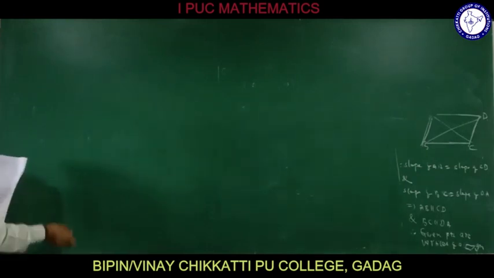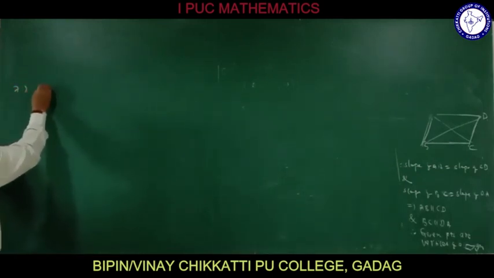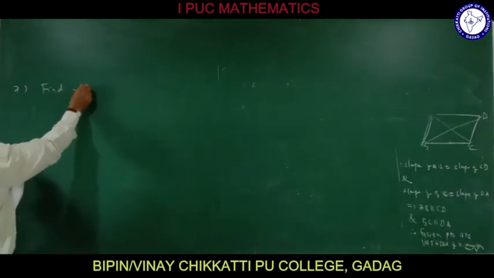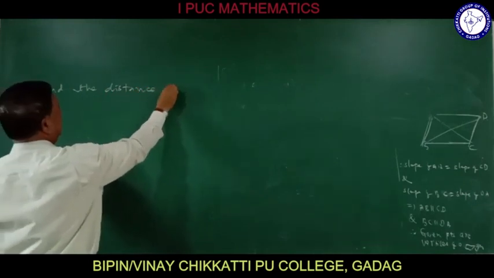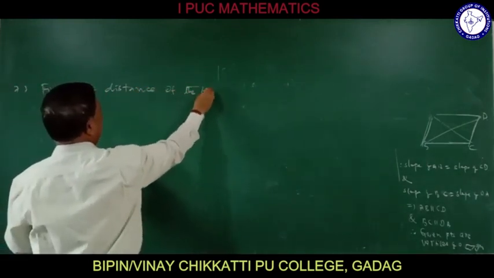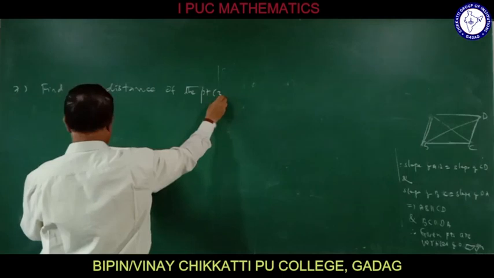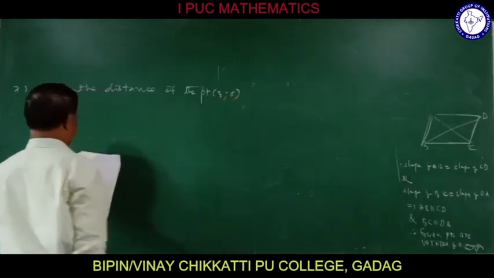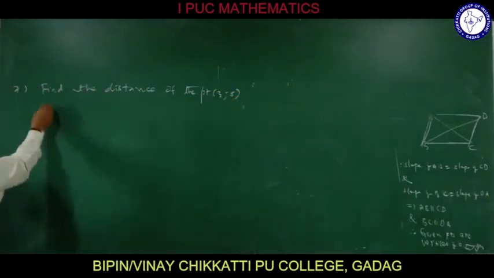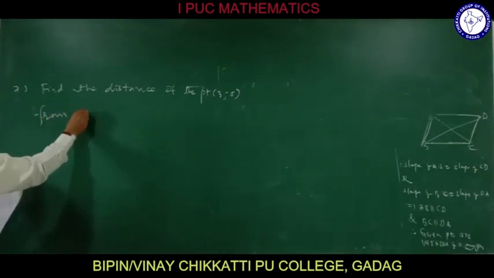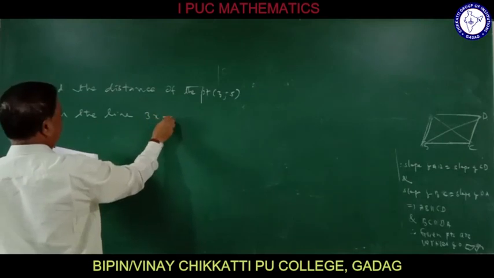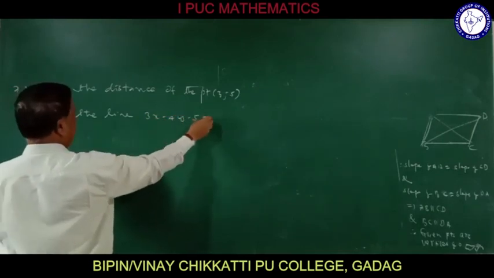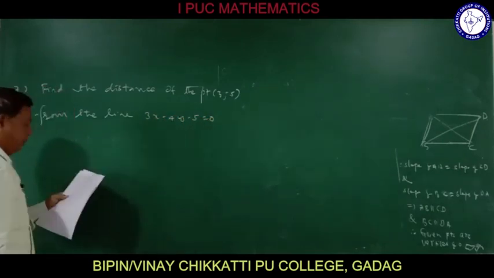What is problem number 7? Find the distance of the point (3, -5) from the line 3x - 4y - 5 = 0.